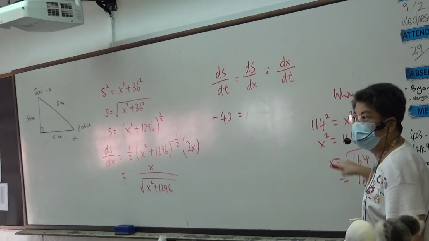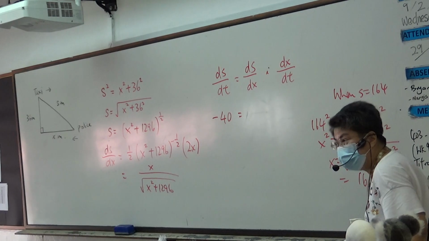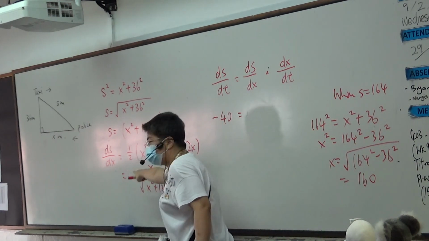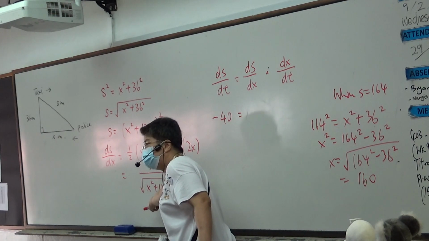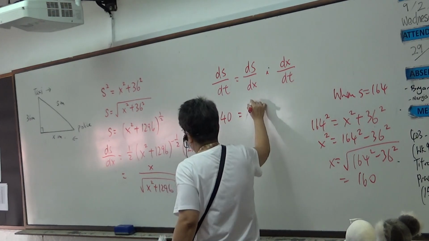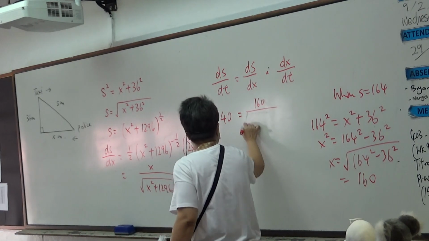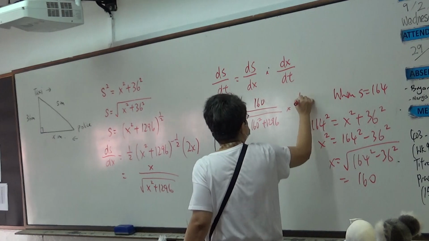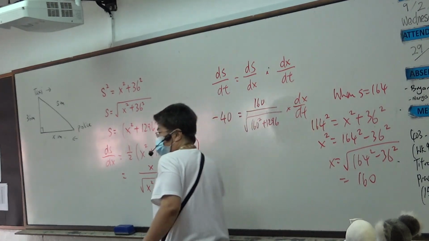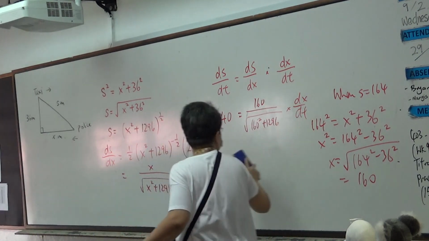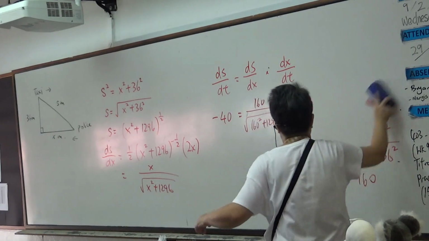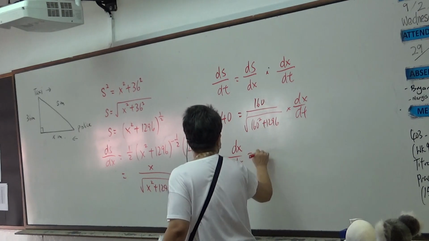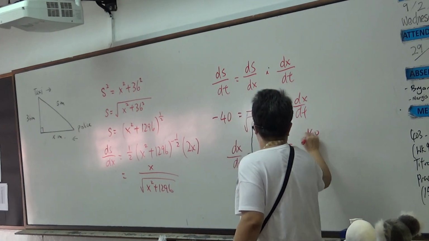Now, if x is 160, that means sometimes when they give you the s, you've got to do some manipulation in order to get the x. You understand? So I put 160 here. So ds/dt will be equal to 160 over square root of (160 squared plus 1296) times dx/dt. Okay, class? Now, what do you think is my next step? I want to find out what is dx/dt. It will be negative 40 divided by this, correct?